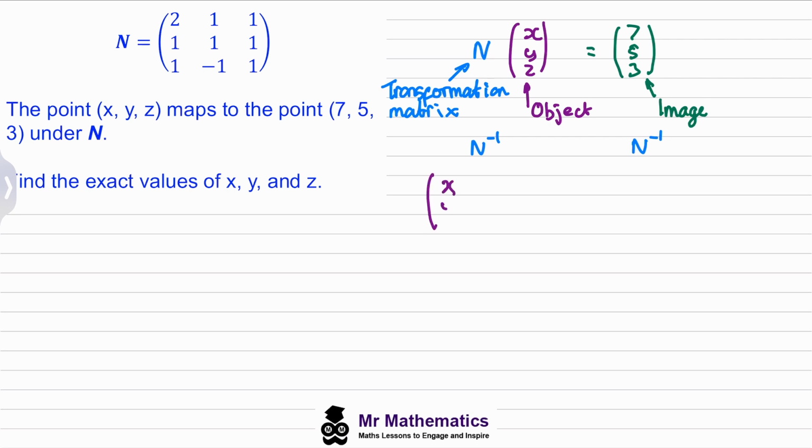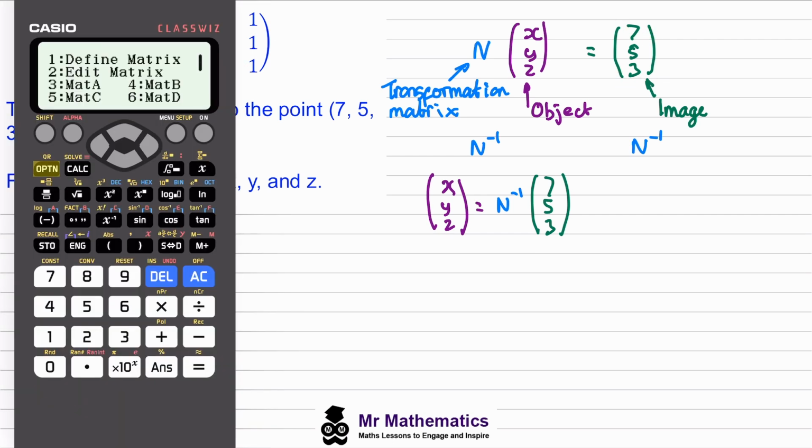So xyz will equal the inverse of matrix N multiplied by the image 7, 5, 3. So I'll do this on my calculator. We'll call this matrix A and the image matrix B.